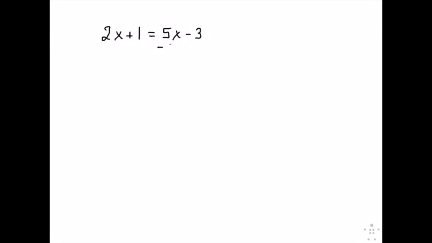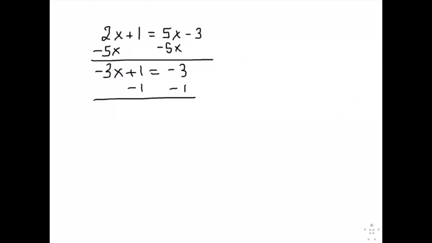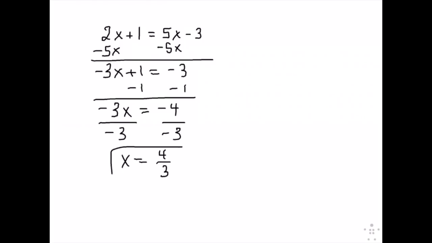So I'm going to subtract 5x here from both sides. And again, show this work. It'll reduce the number of mistakes you make. And then I'm going to subtract 1 from both sides. I get negative 3x equals negative 4. And then I'm going to divide both sides by negative 3. And I get x equals negative divided by negative is positive, x equals 4/3. And I'm going to leave it just like that as an improper fraction.